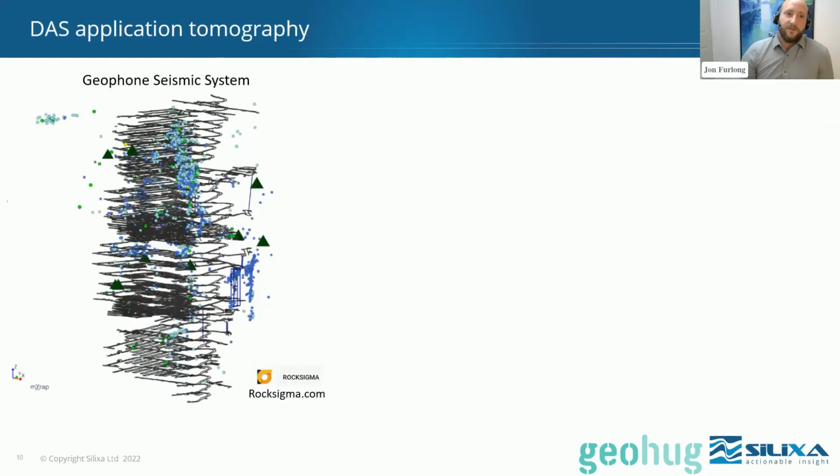So this is an example from Rocksigma. Big thanks to Rocksigma for letting me use this example to illustrate the benefits of tomography and how fiber can help add resolution. In this example, this is the Garpenberg mine from Sweden. This is tomography work that Rocksigma did, and you can see the geophone locations here as triangles, and then the microseismic event cloud around their excavated ore body.